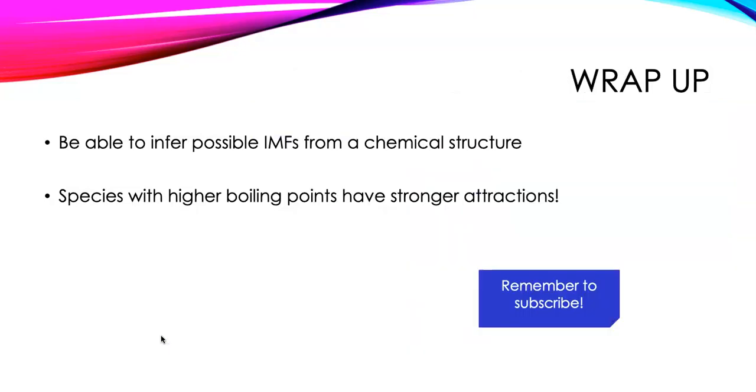So in terms of wrapping up, make sure you can look at the chemical structure and decide, is it polar, non-polar? What kinds of intermolecular forces could that particular substance participate in? If it's in a pure sample, what could it do if it were with water or with another solvent? And species with higher boiling points, regardless of the nature of the IMFs, must have stronger attractions.